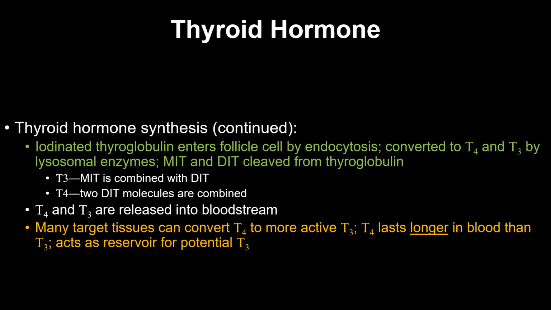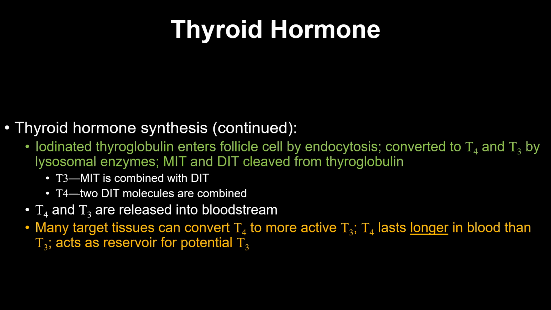Now about 90% of the hormones produced are T4, while the remainder is T3. T3 and T4 are then released into the blood, where the vast majority of both will bind to plasma proteins. Any unbound hormones are known as free T3 and T4, and only free T3 and T4 have any biological activity.